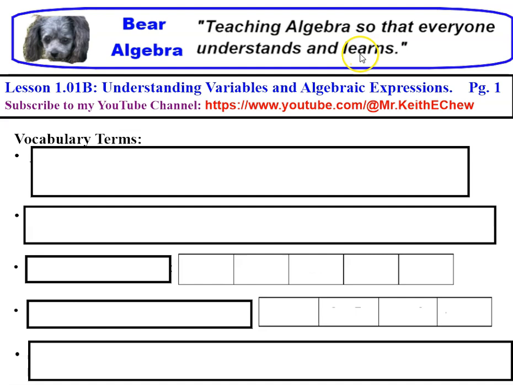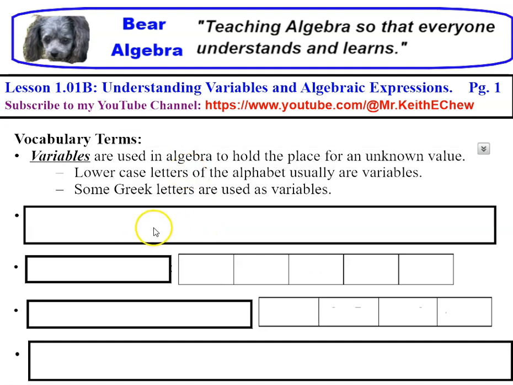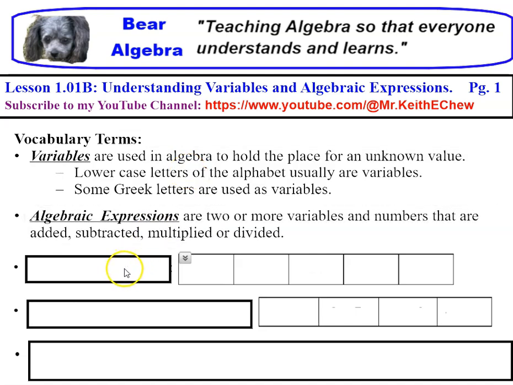This is the lesson where we're going over student problems 1 and 2 from lesson 101B, which was understanding variables and algebra expressions. This was the second lesson on this topic. We went through vocab terms. We'll quickly go through these. We did introduce what variables in algebra were.